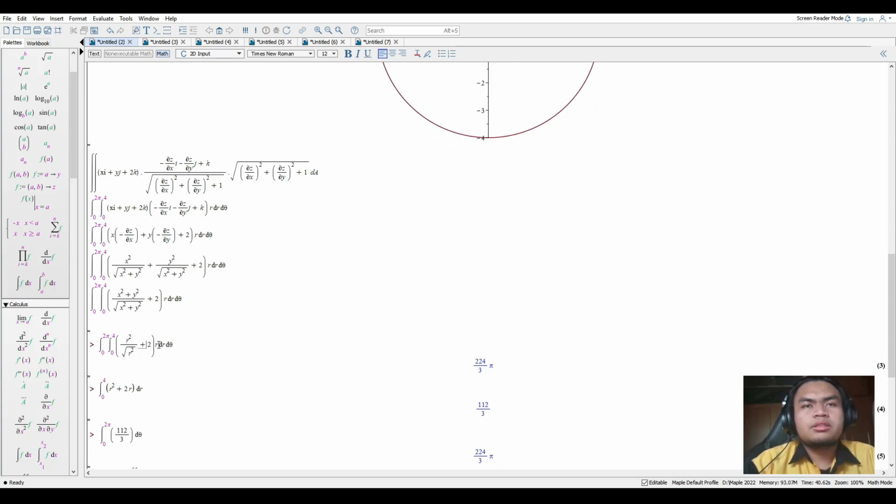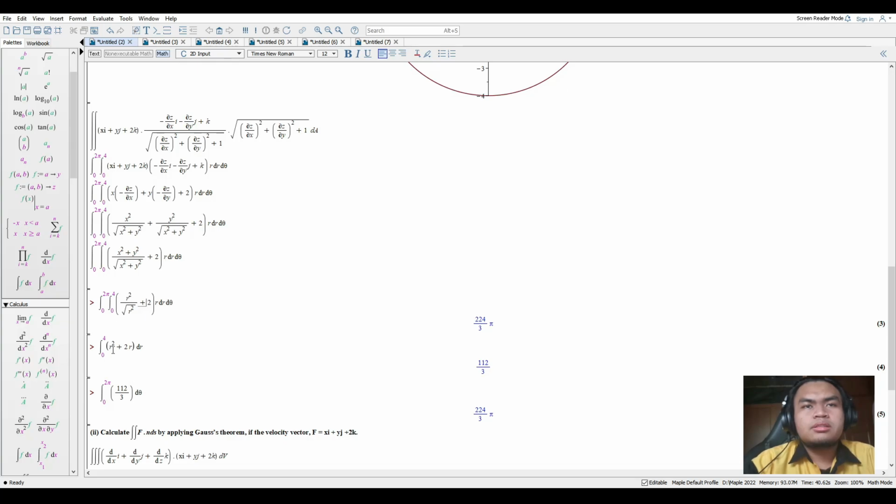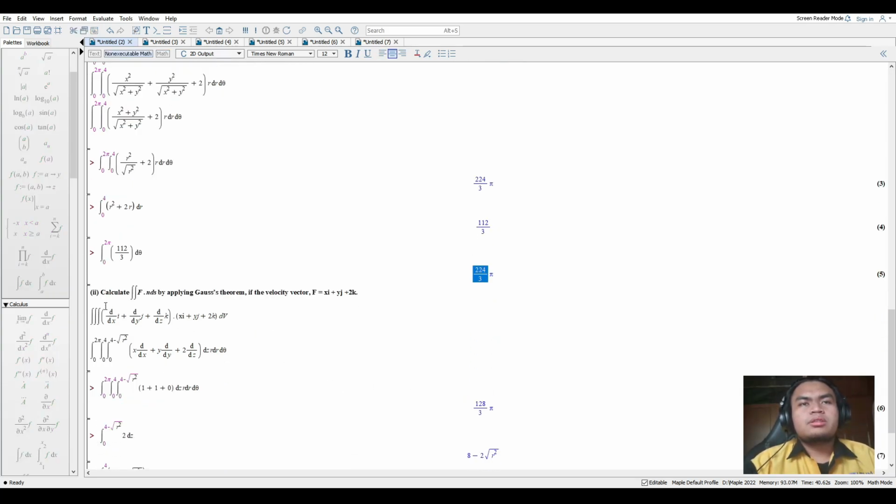Okay, after that the R is multiplied inside this bracket and we get this. After we integrate dr, then we need to integrate d theta, and we will get the answer here. Okay, after that, the 4a2 is calculated by applying Gauss theorem, if the velocity vector F equals xi plus yj plus 2k.